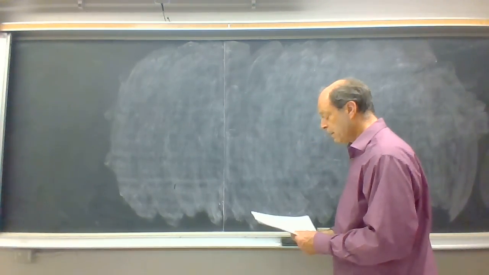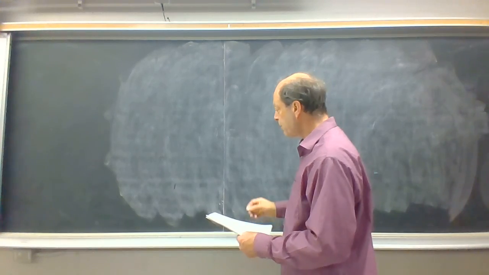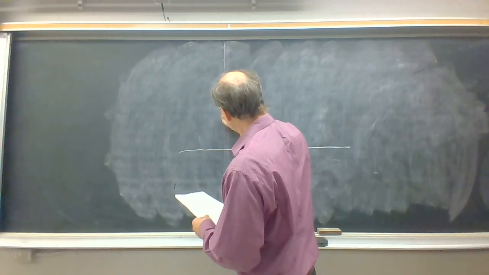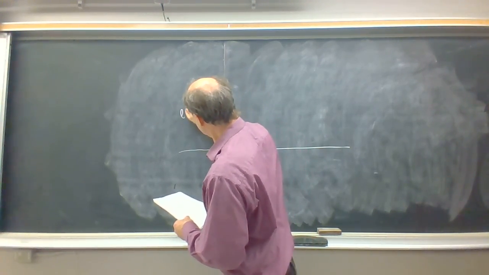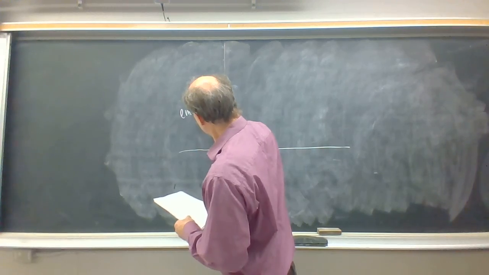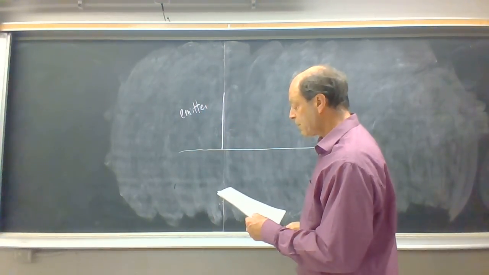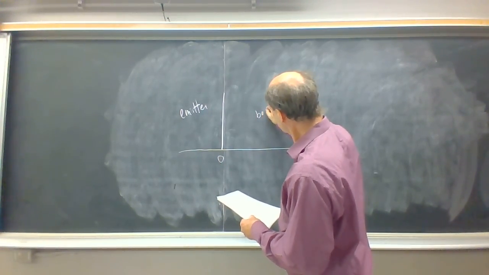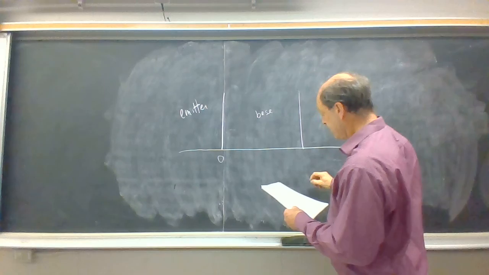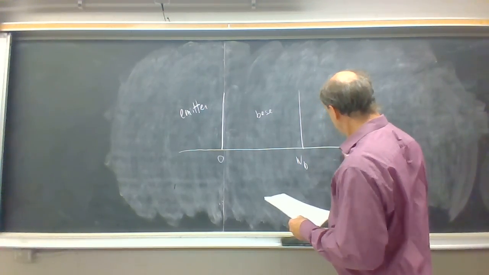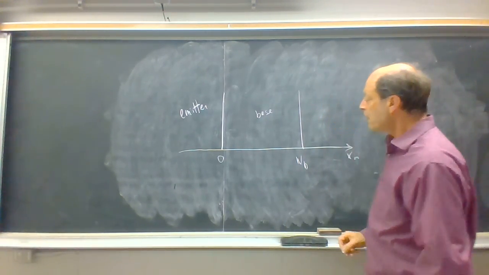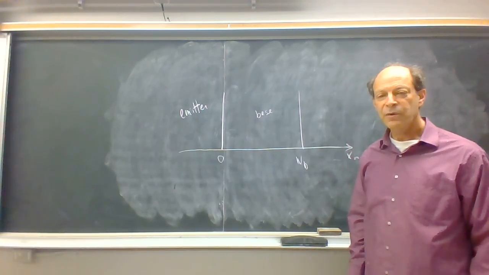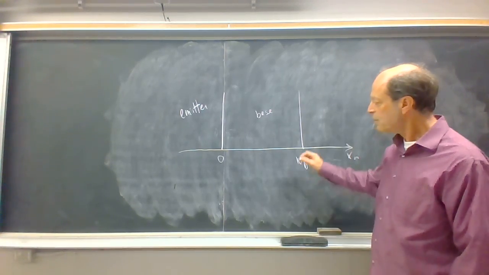So to start out, we will put a coordinate system together. That's going to be the emitter. This is going to be the base. And we're really going to focus on what happens inside the base. That's where all the really important physics is in the bipolar junction transistor.